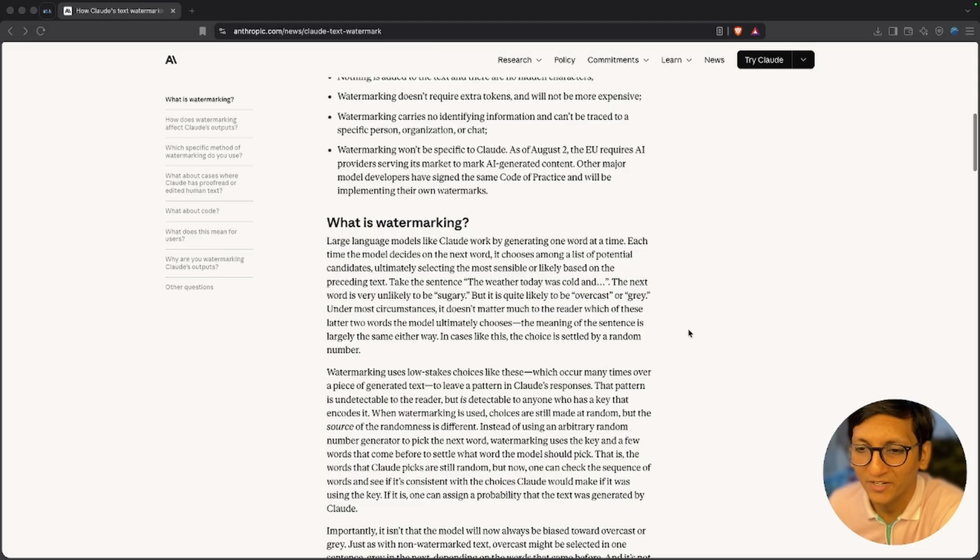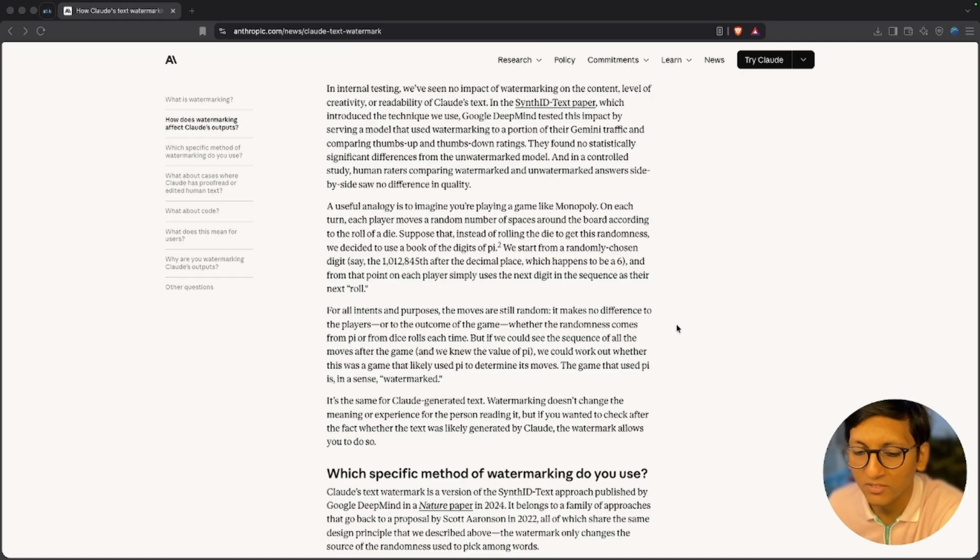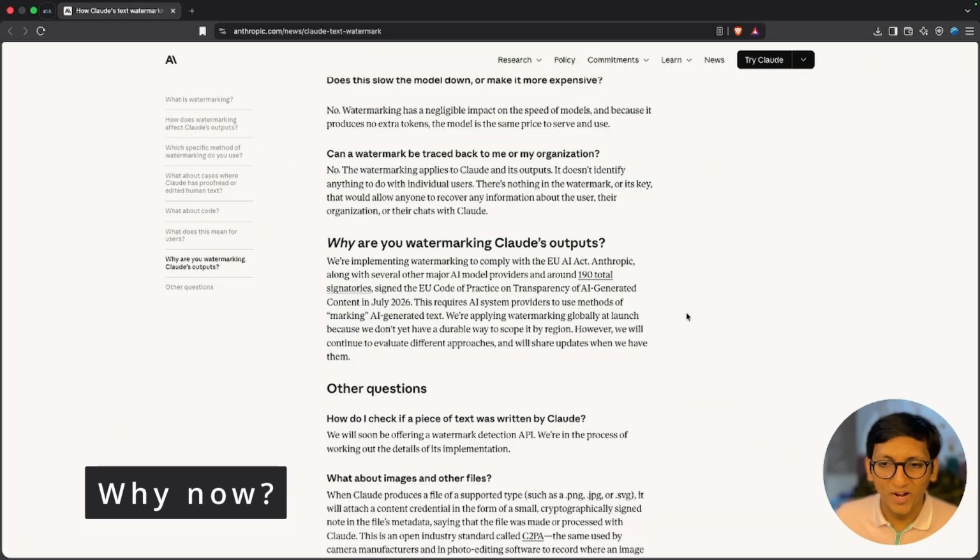Anthropic says that they are using Google DeepMind's version from the SynthID-Text paper. The watermarking changes the source of randomness when the possible words are being chosen. In other words, Claude does not finish the sentence and stamp something afterwards; the pattern is created while the response is being generated. Now, the question is why now?